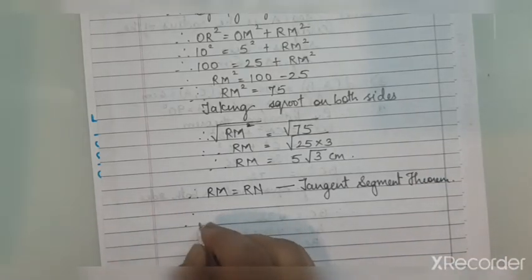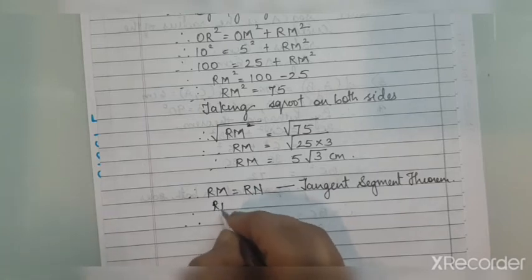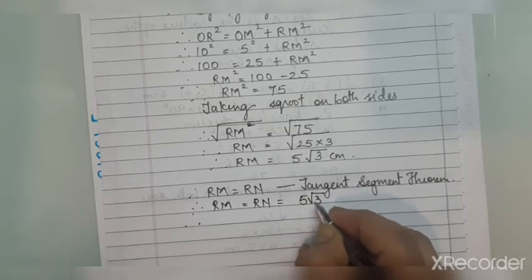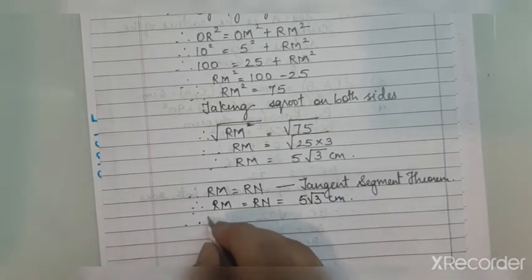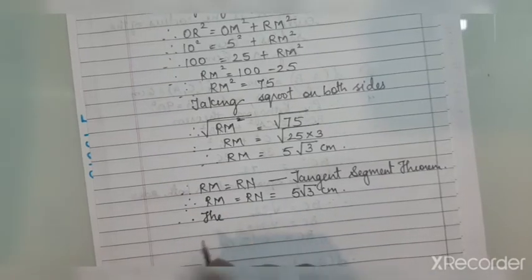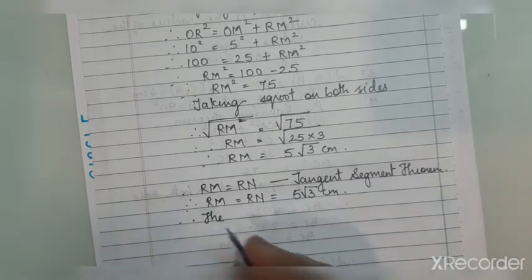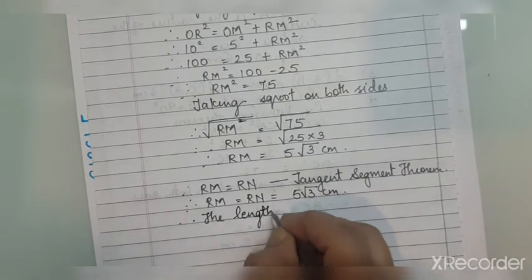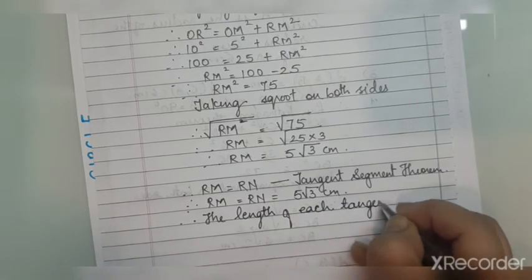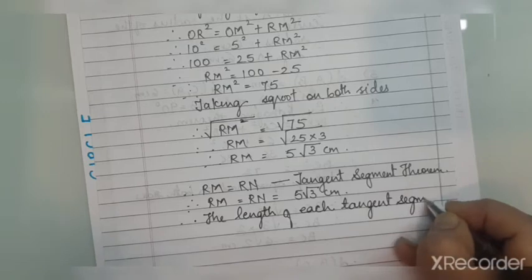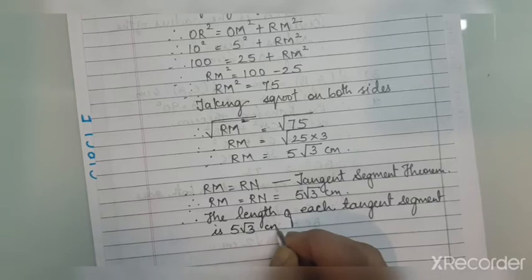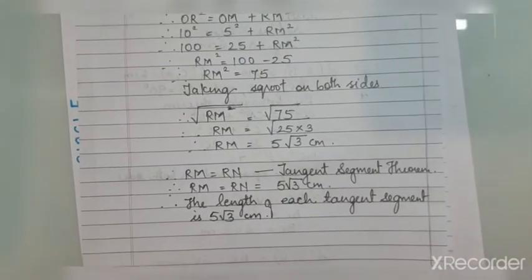Okay, and therefore RM is equal to RN is equal to 5 root 3 centimeter. Because they have not asked us RM and RN, they have asked, the statement is, what is the length of each tangent segment. Therefore, the length of each tangent segment is 5 root 3. It is very important to complete your answer with the last statement. Okay.